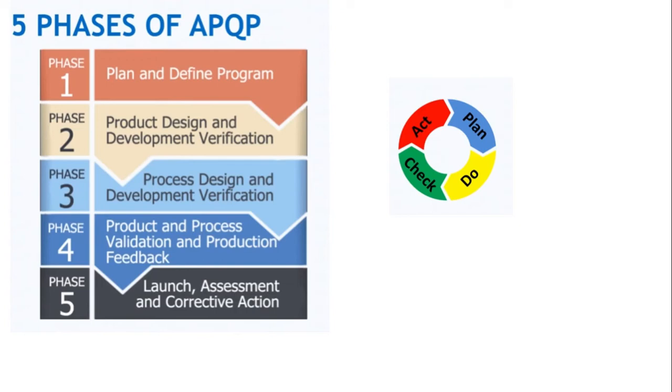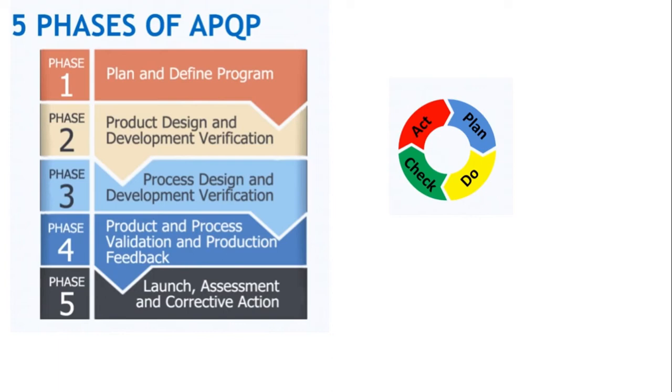Then the 5 phases of APQP. The first one is to plan and define the program. Once it is done, you need to deal with the product design and development verification. Once that is done, you need to define the process design and development, the process for manufacturing, right? Once you define these three, the next step is to deal with product and process validation and the production feedback, how the production is going on, and what process validation we need to follow over there.